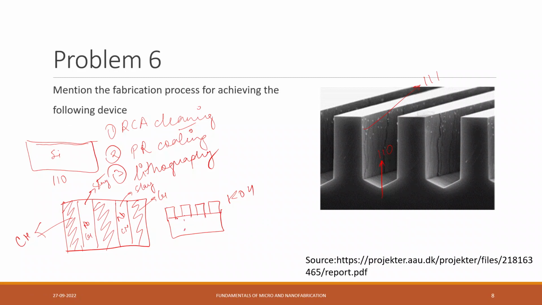Essentially it will be like this, because it is not finding... these gaps are very small, and it is not finding the plates below, so you will get such kind of structures. So this is PR, and then you can strip it, PR strip, so you will get this structure.